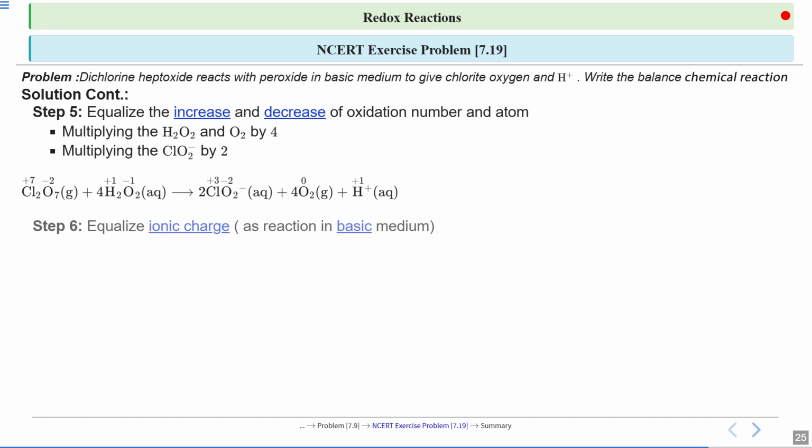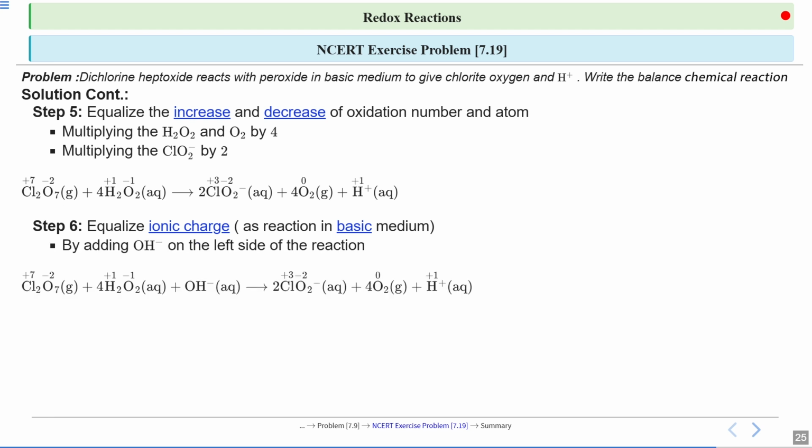Now, as we have equalized the decrease and increase in the oxidation number and the atoms, we have to equalize the ionic charge. It is also mentioned in the question that the reaction is taking place in basic medium. So for basic medium, we will add the hydroxide ion on the left hand side of the reaction. So now you will find Cl2O7 + 4H2O2 + OH⁻ gives 2ClO2⁻ + 4O2 + H⁺.